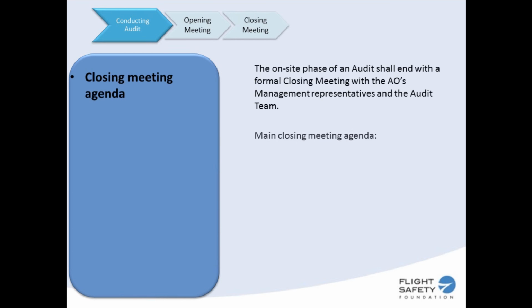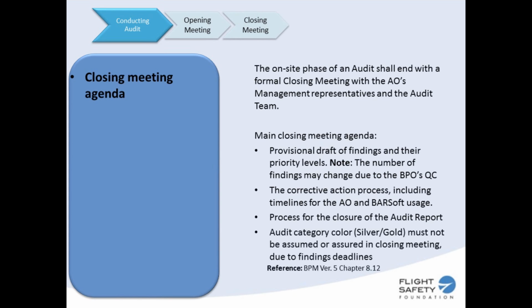At the end of the on-site phase of the audit, the team will conduct a formal closing meeting with the airline management personnel. The closing meeting agenda will discuss a draft list of the findings made and the priority levels associated with these findings. It will describe the corrective action process and the timeline for these activities. The audit team will also describe the process for closure of the audit and the production of the final audit report. The team will discuss the audit category colours and how they can be achieved by the aircraft operator.